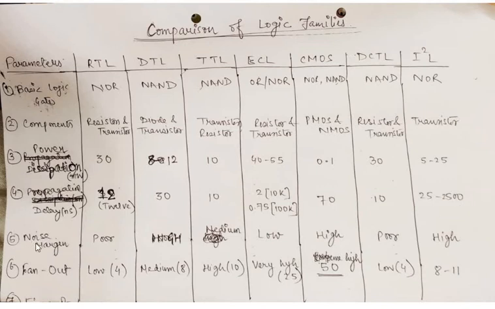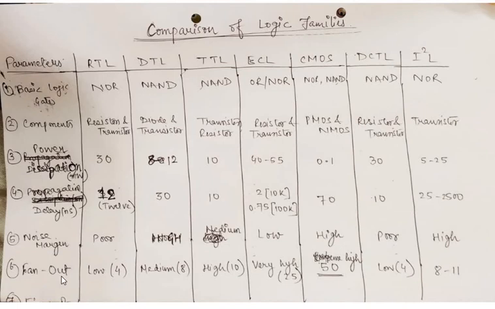Now the noise margin. Noise margin is actually the capability to tolerate noise, right? RTL's is very poor. DTL's noise margin is quite high, meaning it can tolerate quite a lot of noise. TTL is medium. ECL's noise margin is also very low, so it cannot tolerate much noise. CMOS again has high noise tolerance capability. Now DCTL is again very poor with noise margins, and now I square L is high.